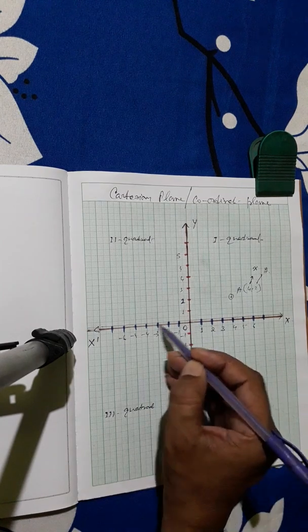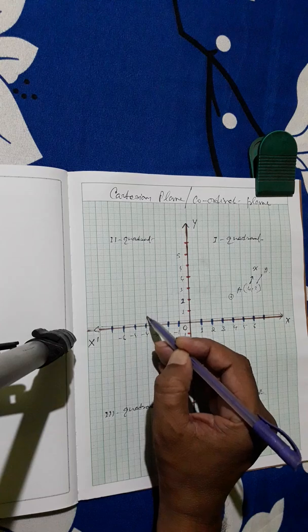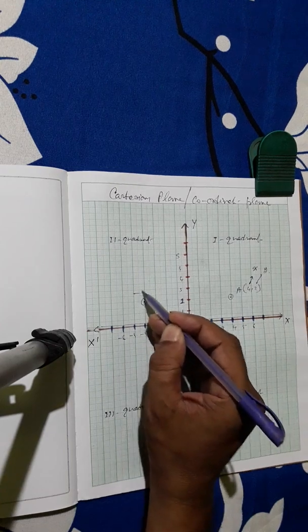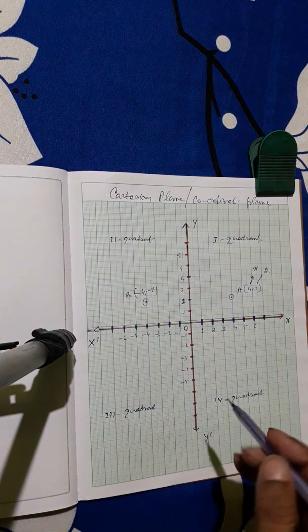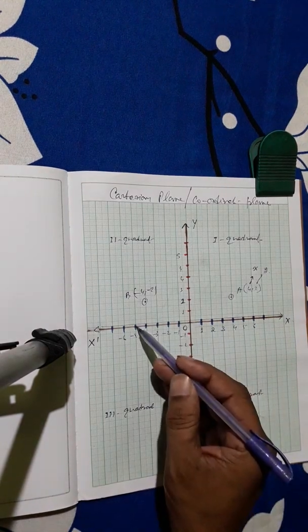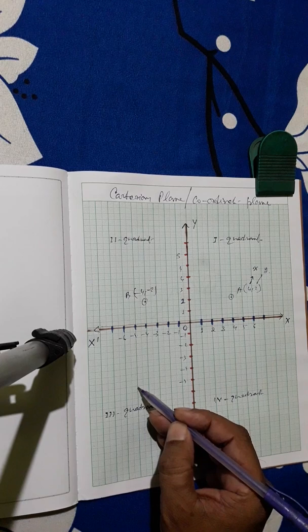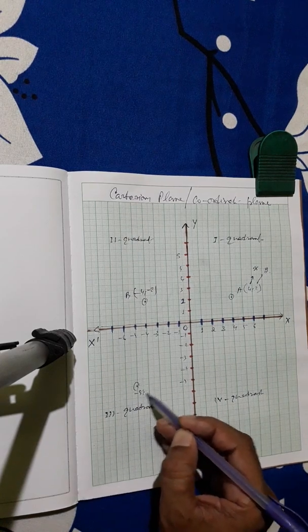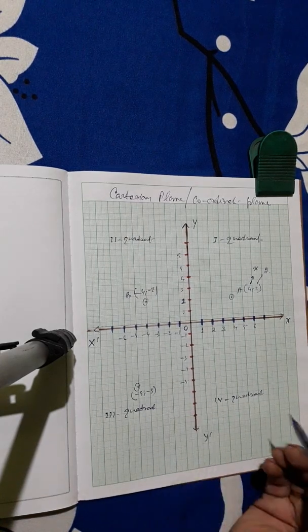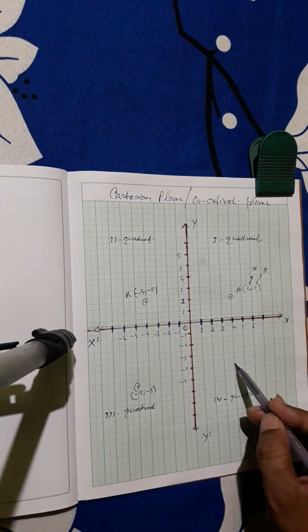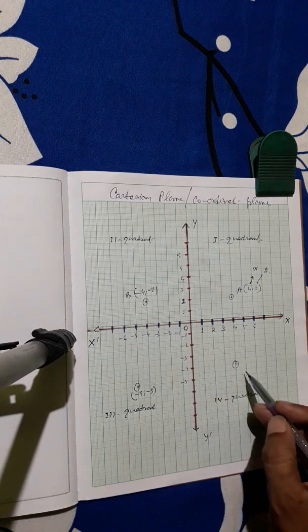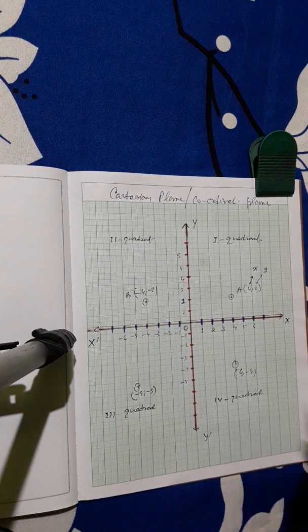Similarly, consider another point, mainly in second quadrant, that is -4 2. So go along this line, -4 and then 2. This point is -4 2 point, maybe B. Similarly, -5 -5. This point is -5 -5 in the third quadrant. And similarly, maybe 4 -4 is the point on the fourth quadrant.